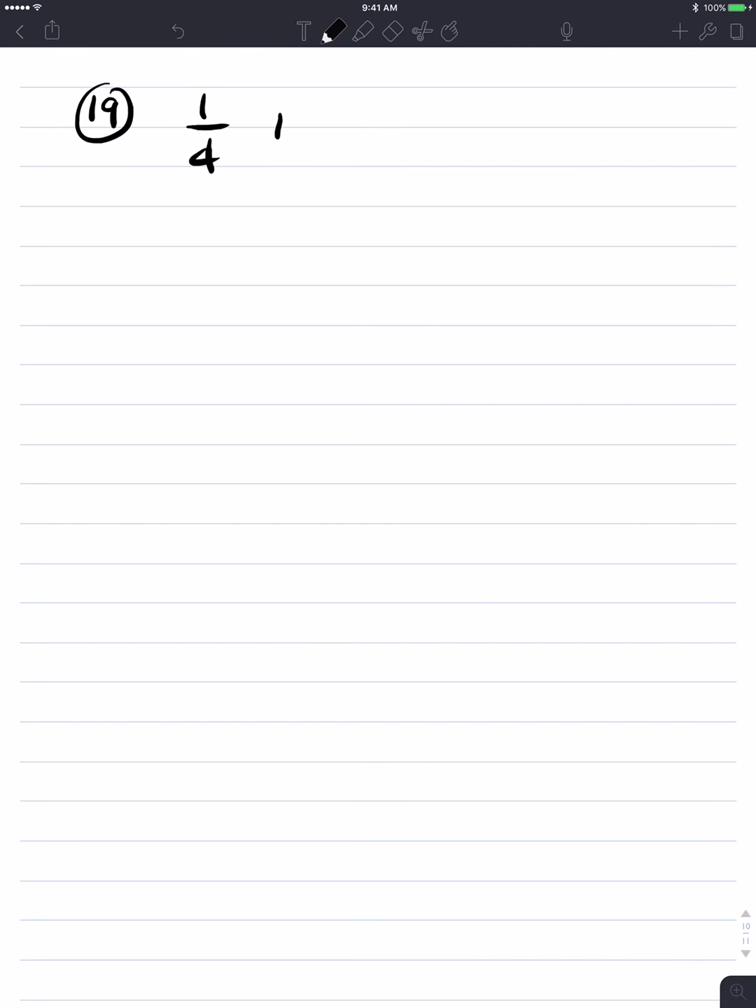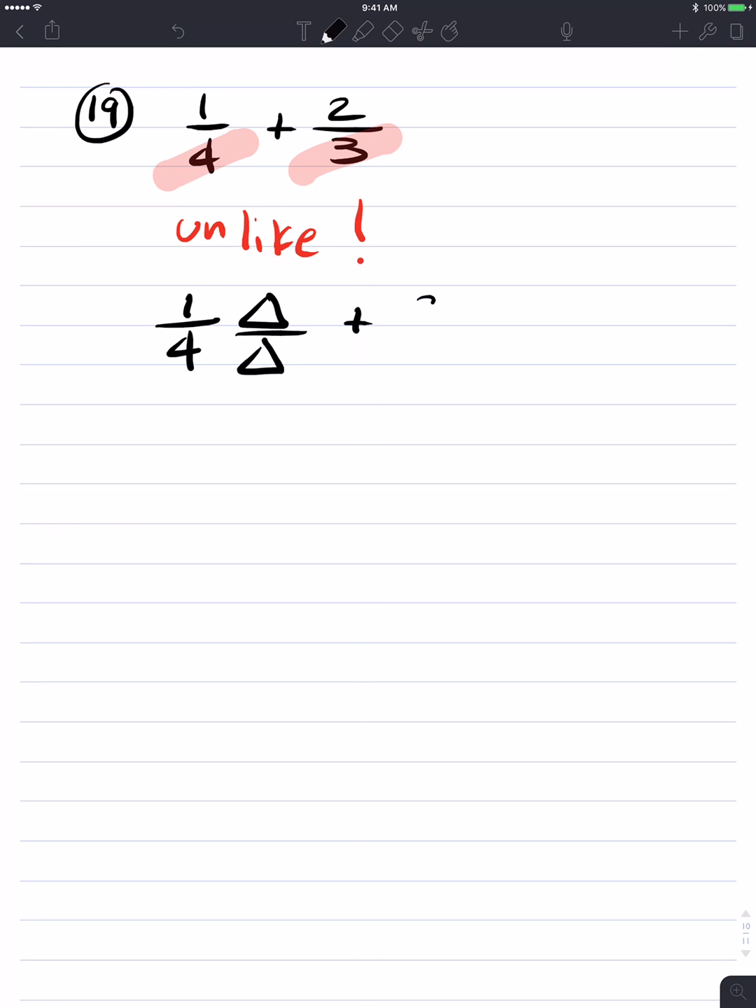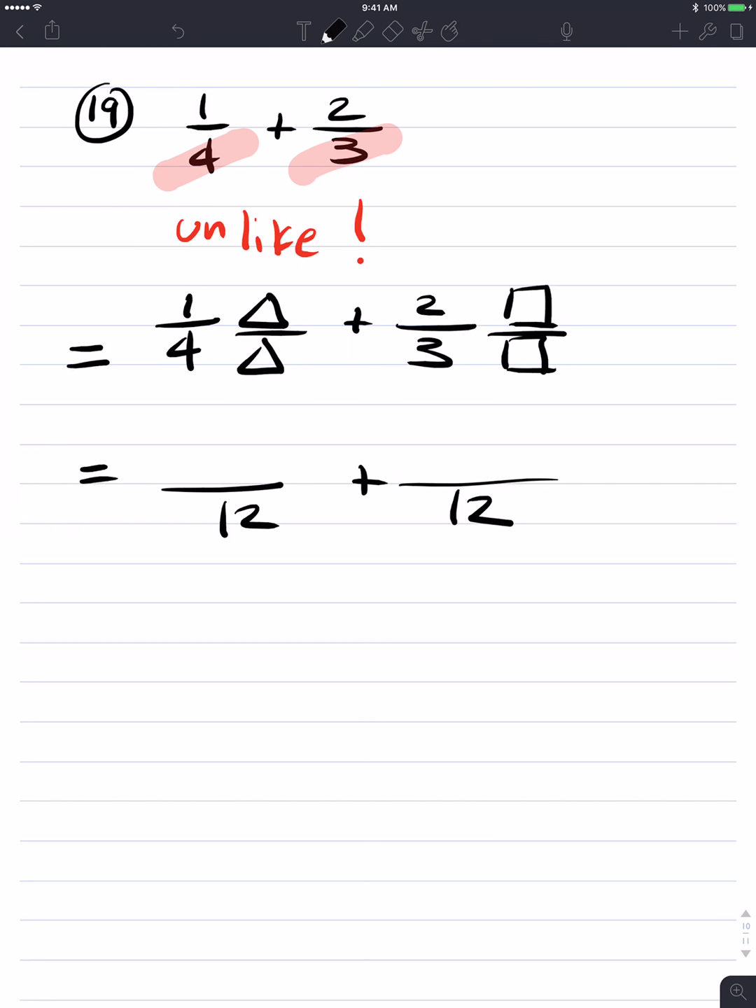Number 19, 1/4 plus 2/3. Notice the following. 4 and 3 are not the same. These are unlike fractions. We're going to need our setup. Now, what we're going to have to do is determine the LCM of 4 and 3. The least common multiple of 4 and 3 is actually 12. So here, I want to point out that my LCM is the value 12.